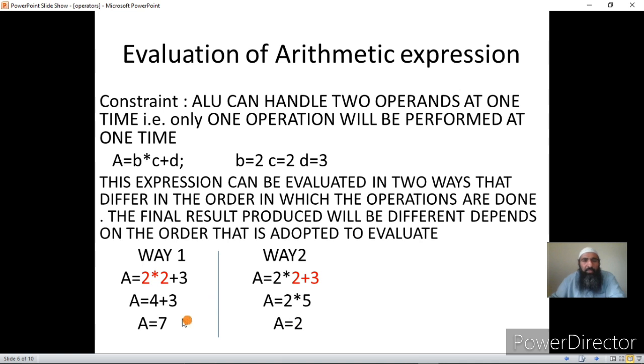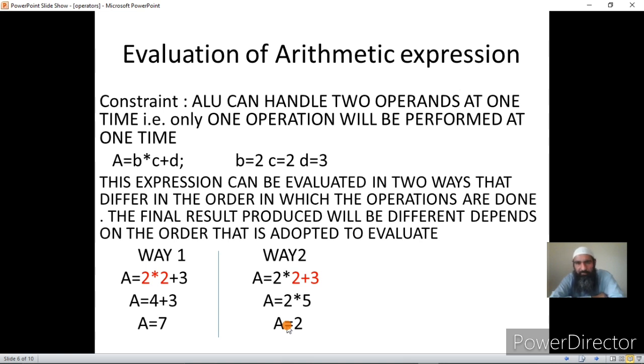There is a typing mistake here. Now, so the result is different. In this case I am getting a result as 7, and if I do the operations in the reverse order, the result is 10. So which order should I adopt? That is my problem. In mathematics there is a way out.